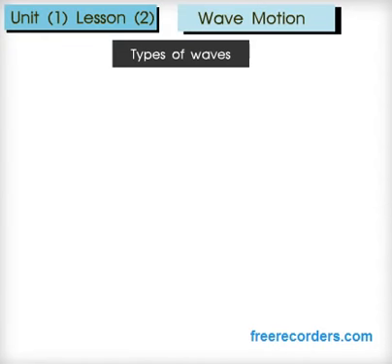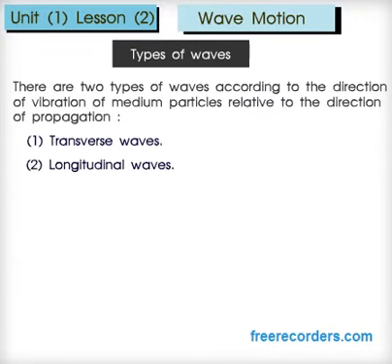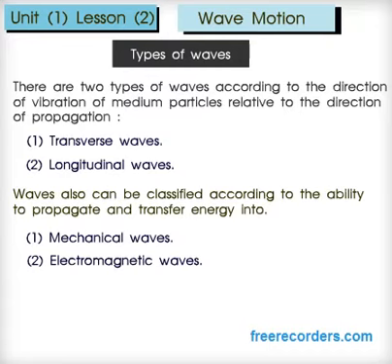Types of waves. There are two types of waves according to the direction of vibration of medium particles relative to the direction of propagation. Number 1, transverse waves. Number 2, longitudinal waves. Waves also can be classified according to the ability to propagate and transfer energy into number 1, mechanical waves. Number 2, electromagnetic waves.